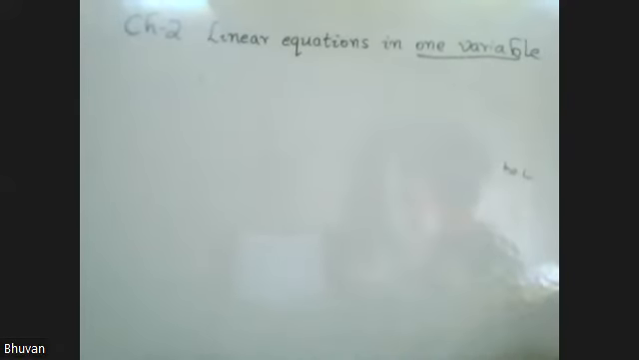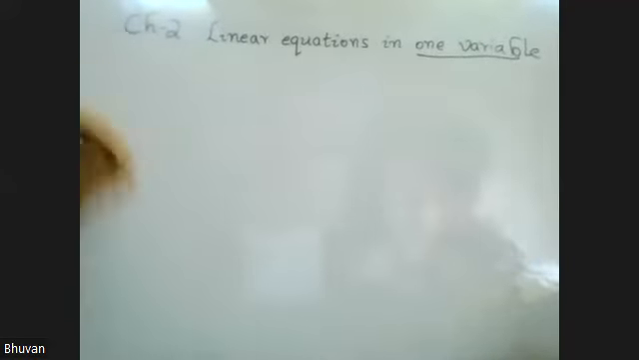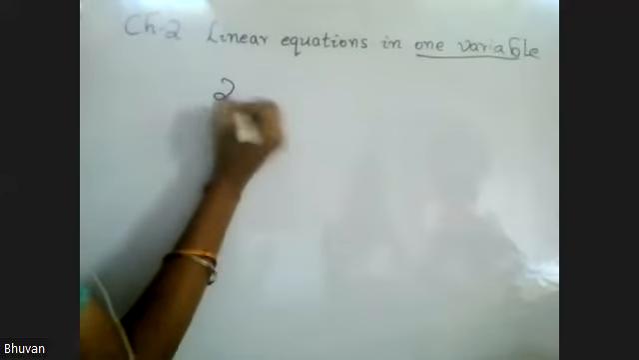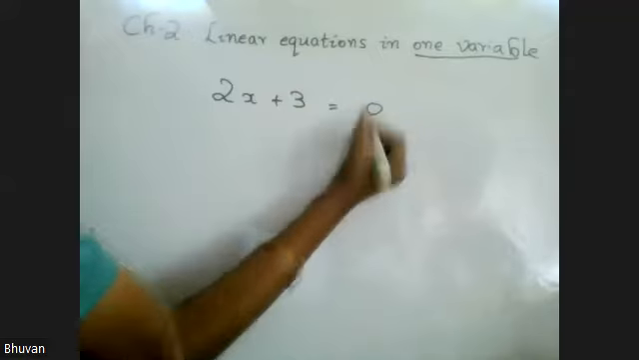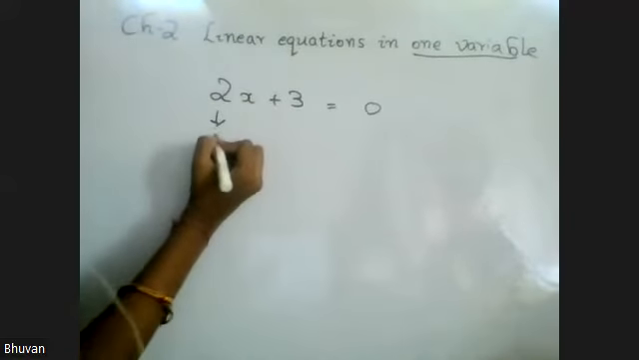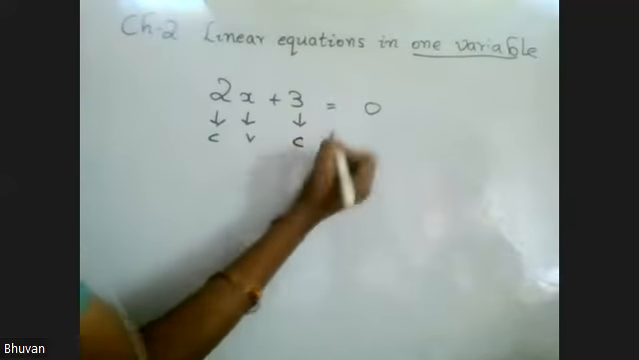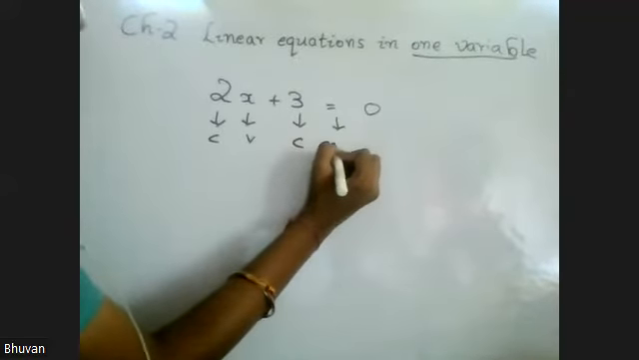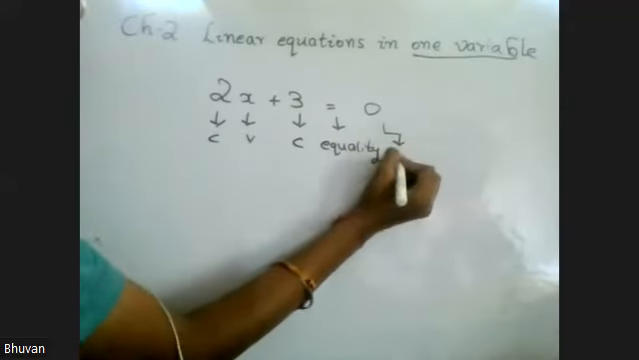It contains a variable, an equality sign, constants and variables. So now we should show what the components of an equation are. For example, let us take one equation: 2x plus 3 is equal to 0. Here, 2 is a constant, x is a variable, 3 is again a constant. This is the equality sign. And 0 is again a constant.